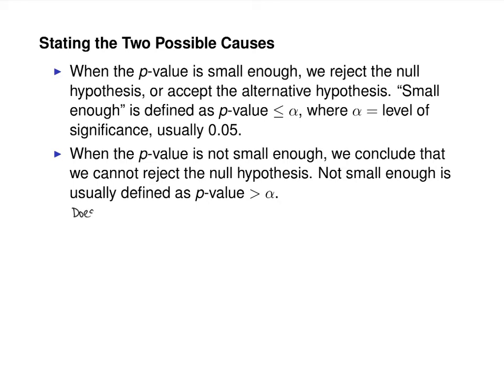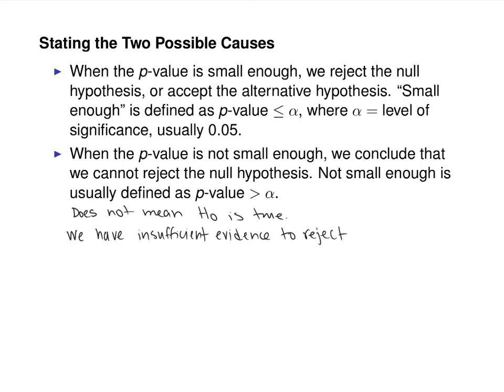Now, this does not mean that H0 is true. There are lots of reasons you could fail to reject H0. It could be because you have insufficient evidence. And what we're going to say in this case is something like this: we have insufficient evidence to reject H0. It may be true, it may not be true, you just don't know.